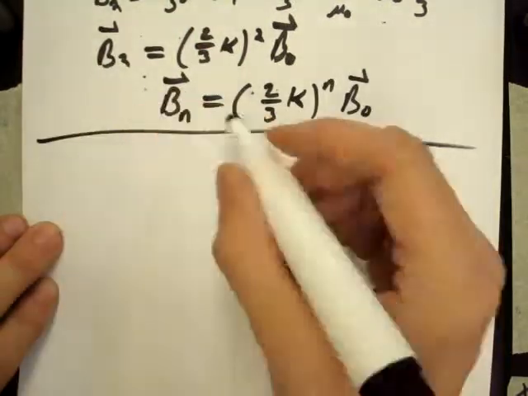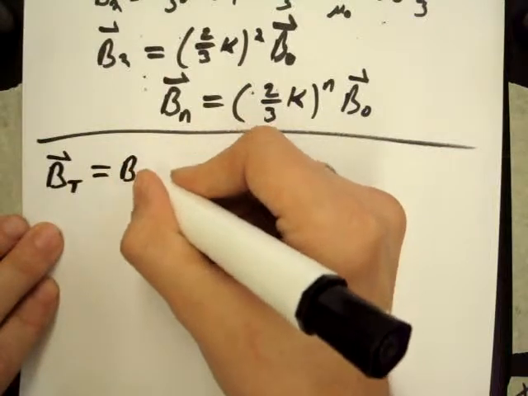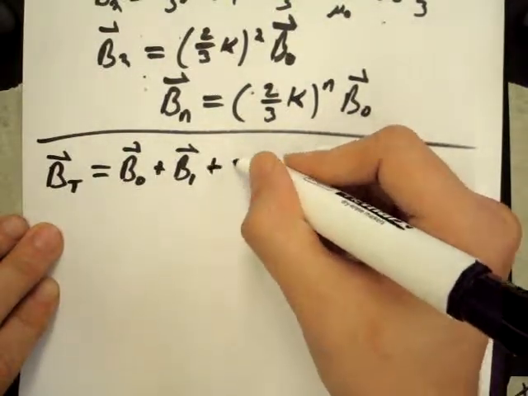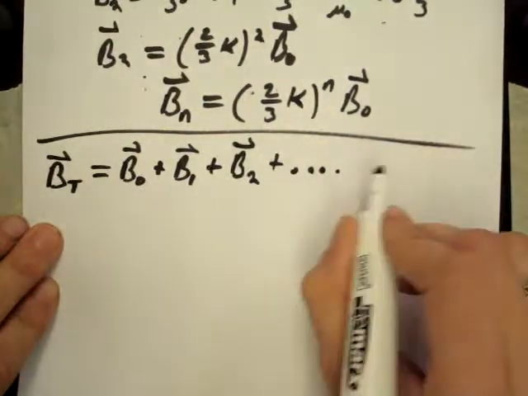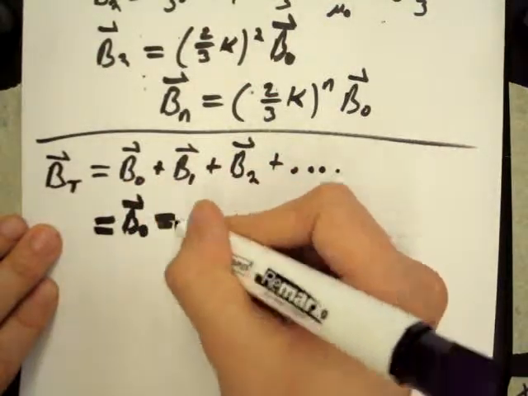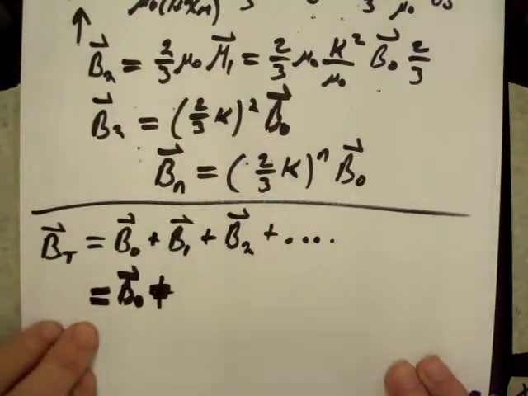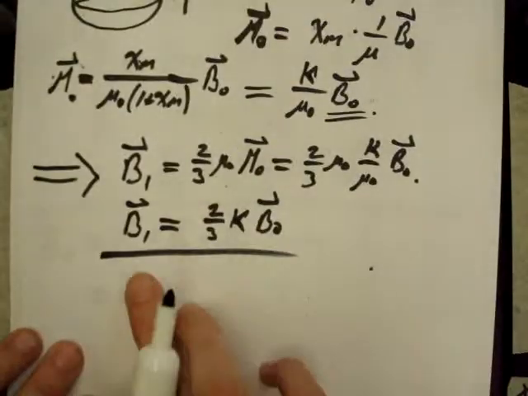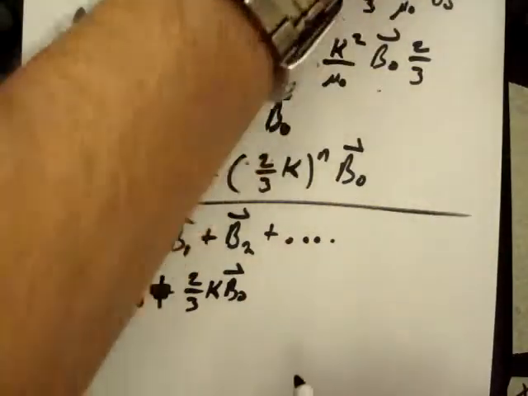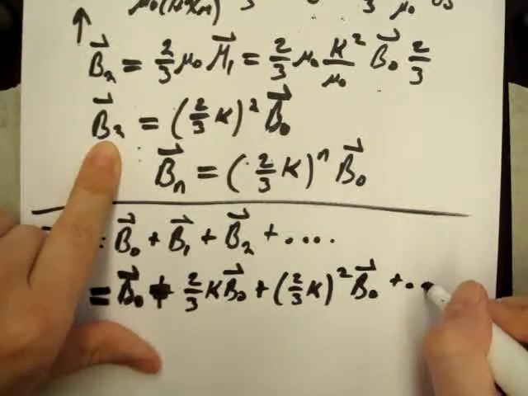So the total magnetic field, start creating a sum to see if we can get that series to show up. If we do the total magnetic field, well, that's going to be the initial magnetic field plus the first iteration magnetic field induced by the magnetization, and so on, all the way to infinity, because this iteration will go on ad infinitum, as mentioned before. We're going to get B naught. We already know what B1 is. This will be plus 2/3 K B naught. And we just found out what B sub 2 is. 2/3 kappa squared B naught. On and on and on.